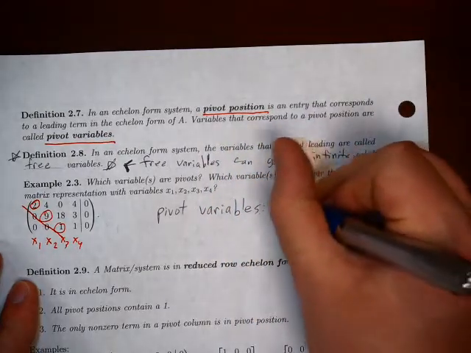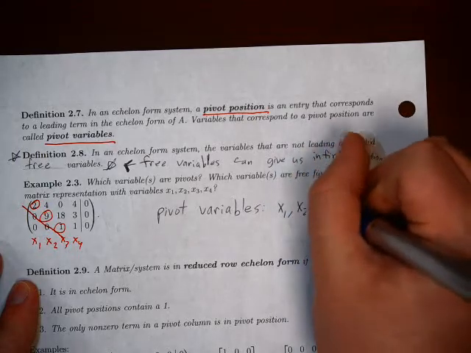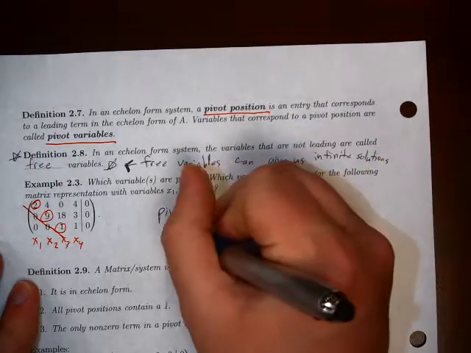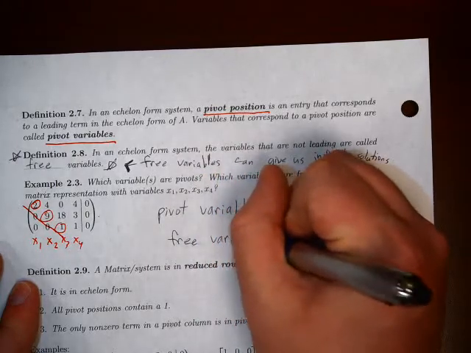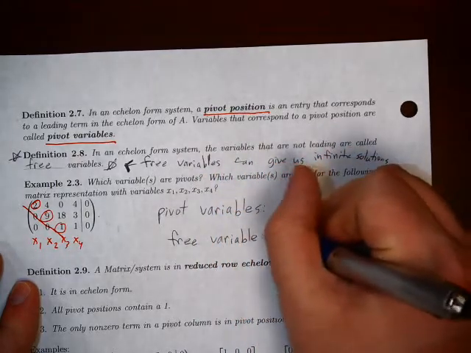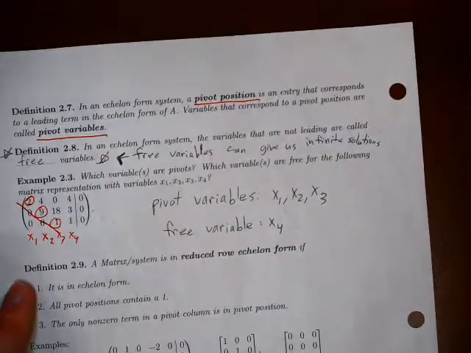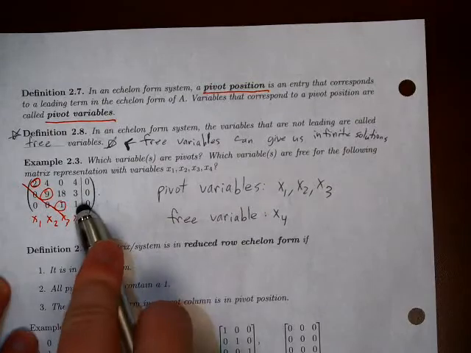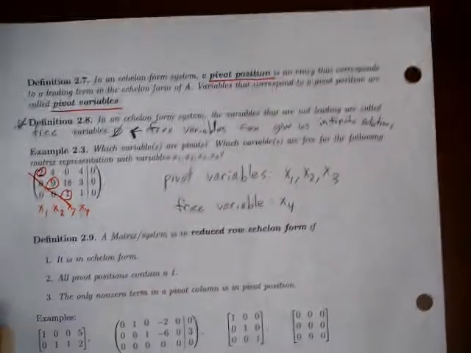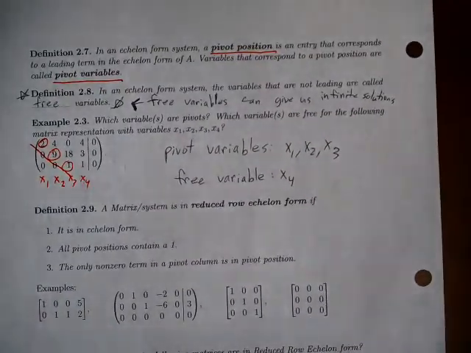So our pivot variables are x1, x2, and x3, and our free variable is x4. So why is x4 a free variable? Well, it doesn't have any leading terms, and so it's going to be the free variable.